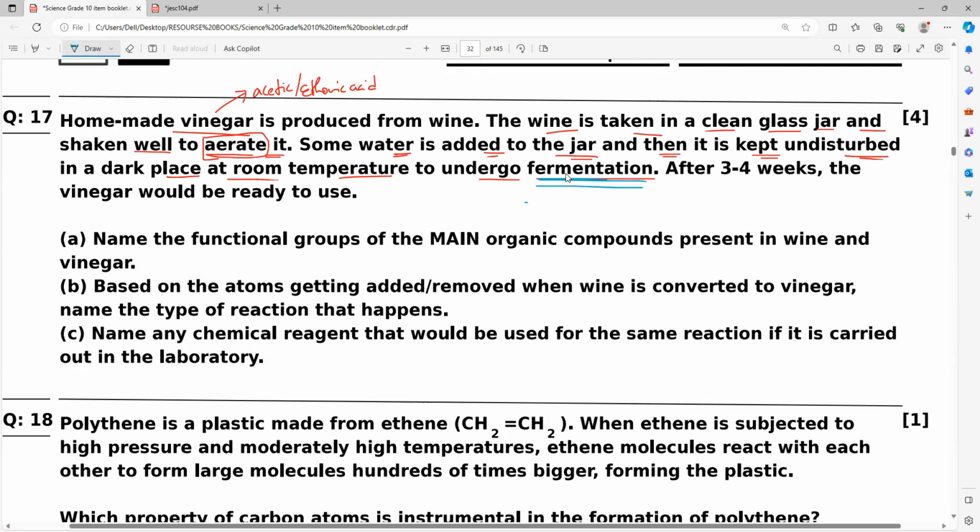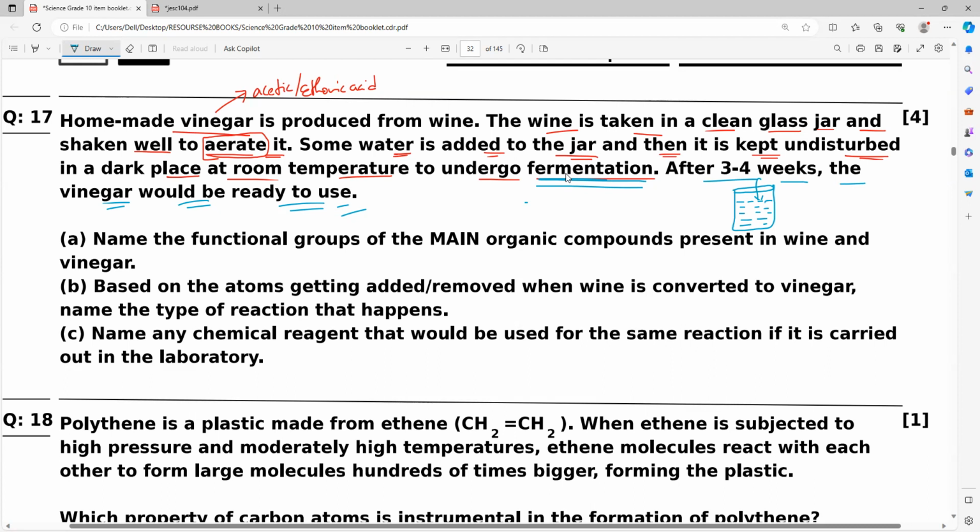Fermentation process means, as I told you, like preparation of wine. We store the entire raw material in a big container with no oxygen supply and close it after putting some yeast. The yeast will keep eating and converting it. Formation of curd is also a fermentation process. So after 3-4 weeks, the vinegar would be ready to use. You can see some water is added to the jar, and it is kept undisturbed in a dark place at room temperature to undergo fermentation. After 3-4 weeks, the vinegar would be ready to use.